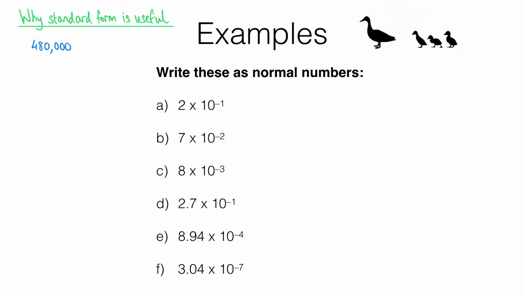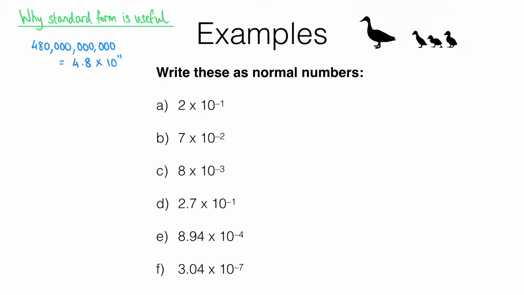480 billion as something much more simple. 4.8 times 10 to the power of 1, 2, 3, 4, 5, 6, 7, 8, 9, 10, 11. So 4.8 times 10 to the power of 11.